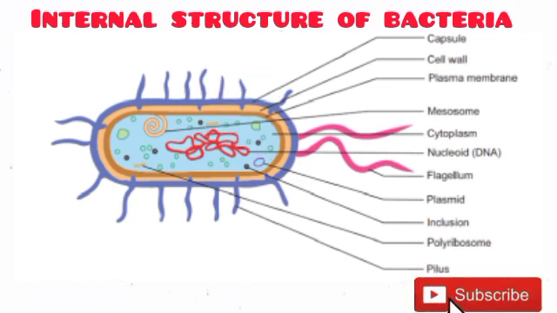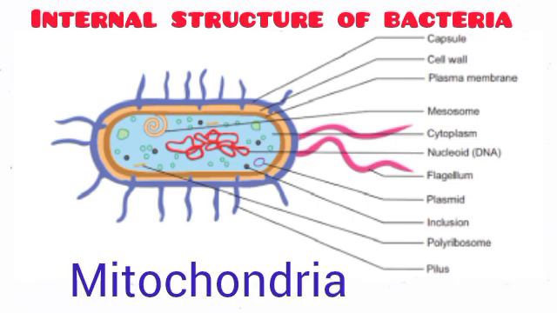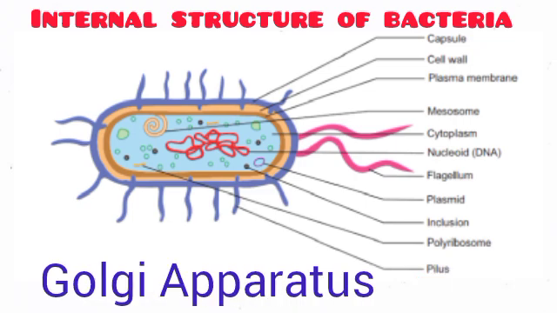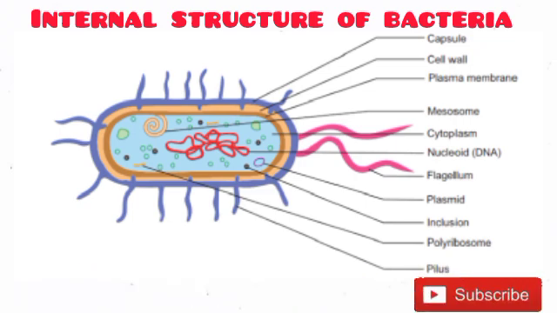Bacterial cytoplasm differs from that of the eukaryotic cell because they lack the membrane-bound organelles such as the endoplasmic reticulum, the mitochondrion, the chloroplast, Golgi apparatus, and others. The next internal structure we are going to discuss is the ribosomes.